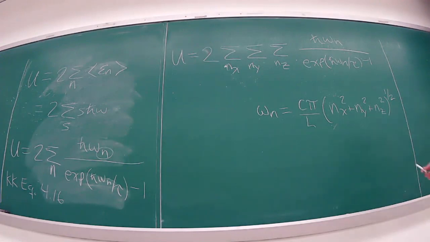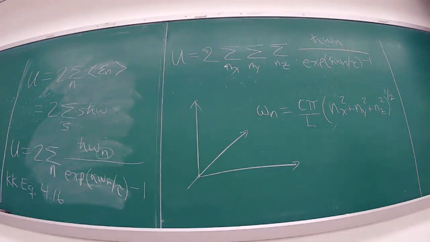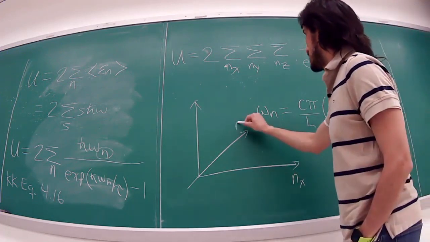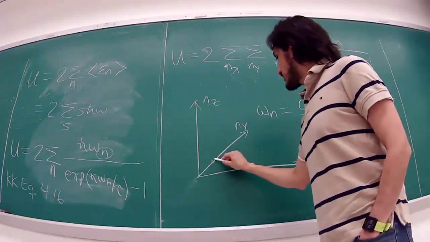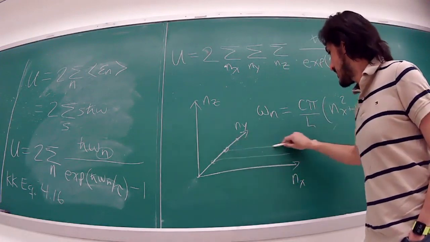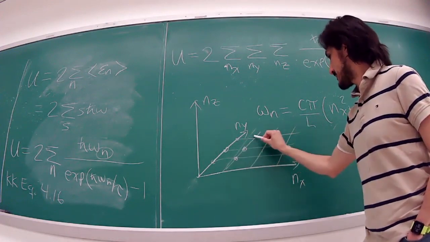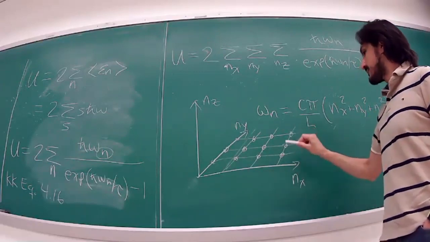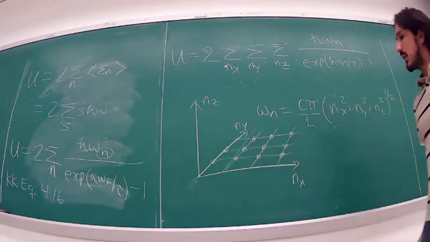Okay, so if you look at what omega n is, it's actually a three-dimensional vector. We have nx over here, ny over here, and nz over here. It is going to have only discrete values. So it's going to look like that, right? It can be this vector, this vector, this vector, or this vector. But the values that it can acquire are discrete.